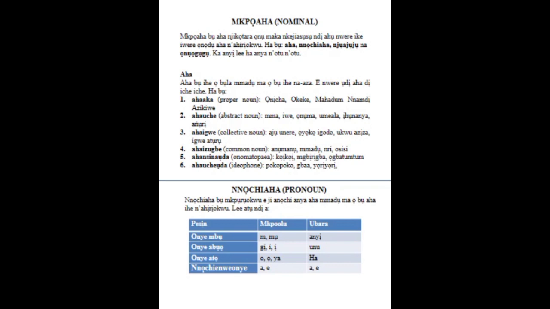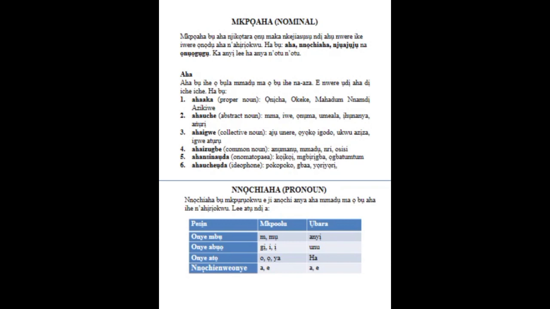Aha Uche is abstract nouns. Example, mma, beauty, iwe, anger, ọnụma, wrath, umeala, humility, ịhụnanya, love, aṅụrị, joy. Aha igwe, collective noun. Example, ajụ unere, bunch of banana. Oyoko igodo, bunch of key. Ukwu azịza is a bunch of broom. You know how a broom is tied. That is ukwu azịza. Igwe atụrụ is a head of cattle. Number 4, aha is we common noun.